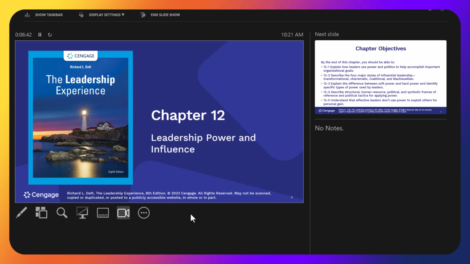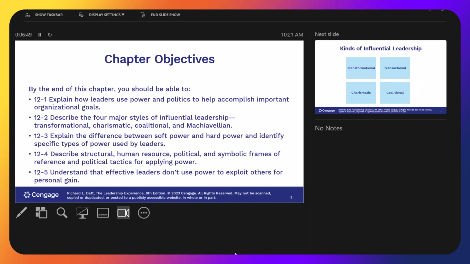Chapter 12, Leadership, Power, and Influence. Objectives. Explain how leaders use power and politics to help accomplish important organizational goals.